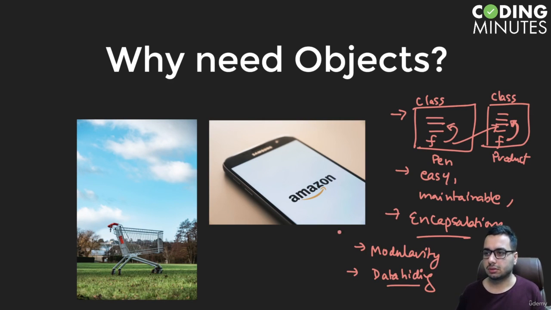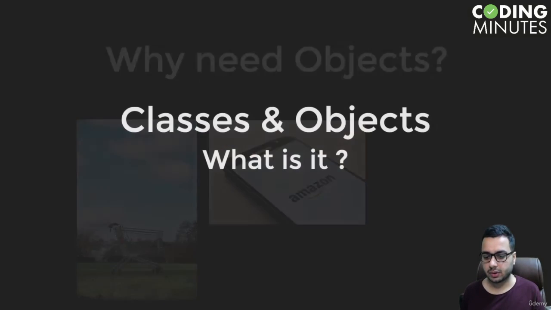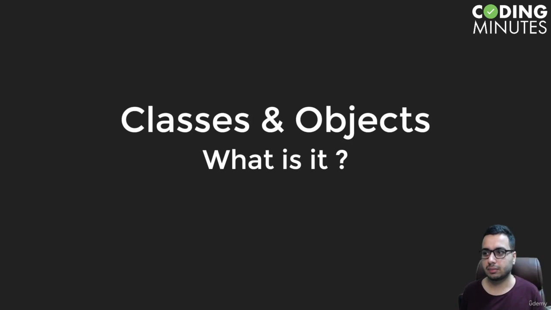Apart from it, there are other features of object oriented programming as well, such as inheritance and polymorphism, which we are not going to talk about right now, but you can read about these features on your own as well. So let's dive into object oriented programming in more depth from the next lecture.